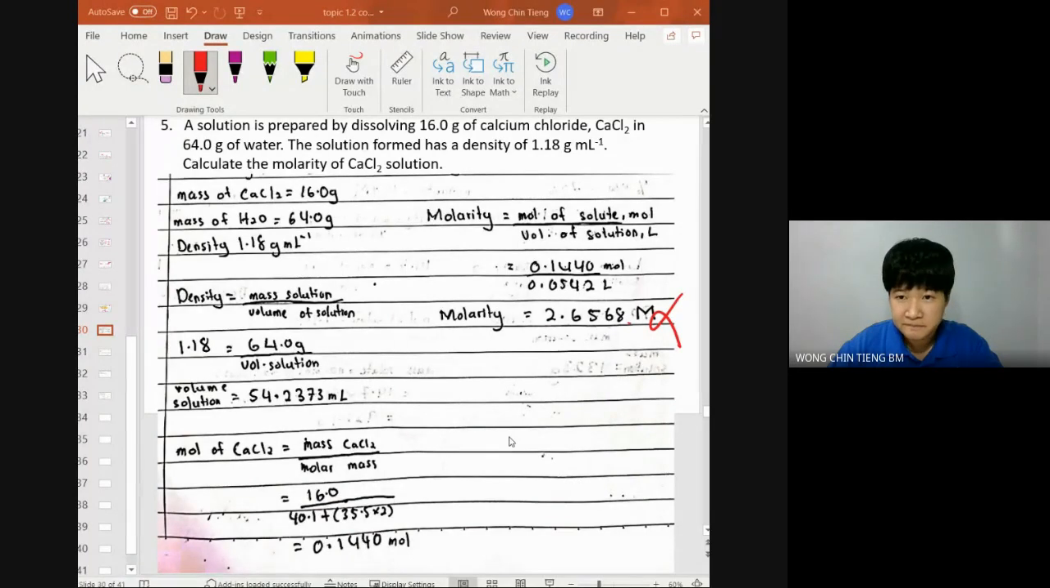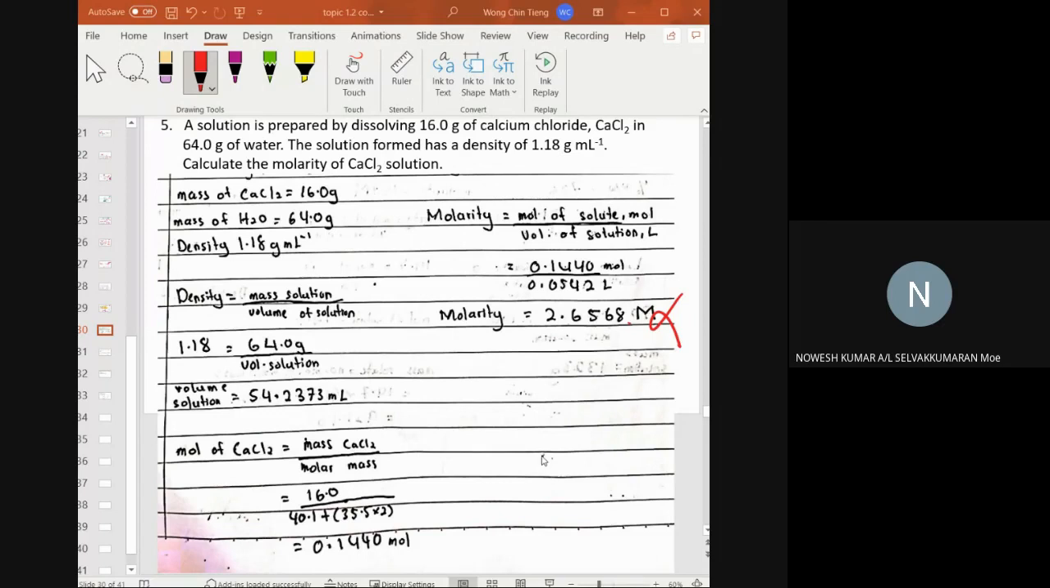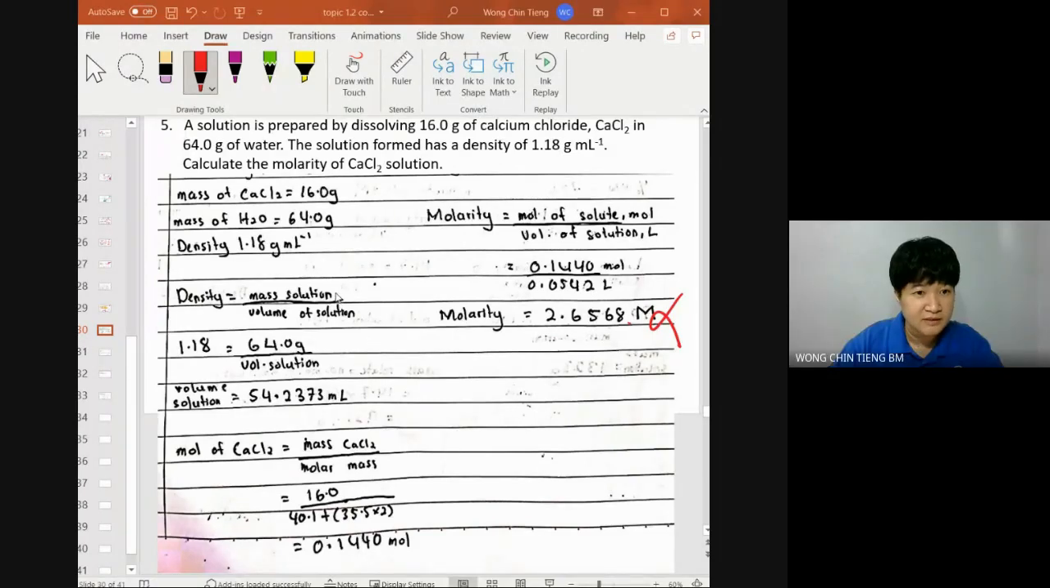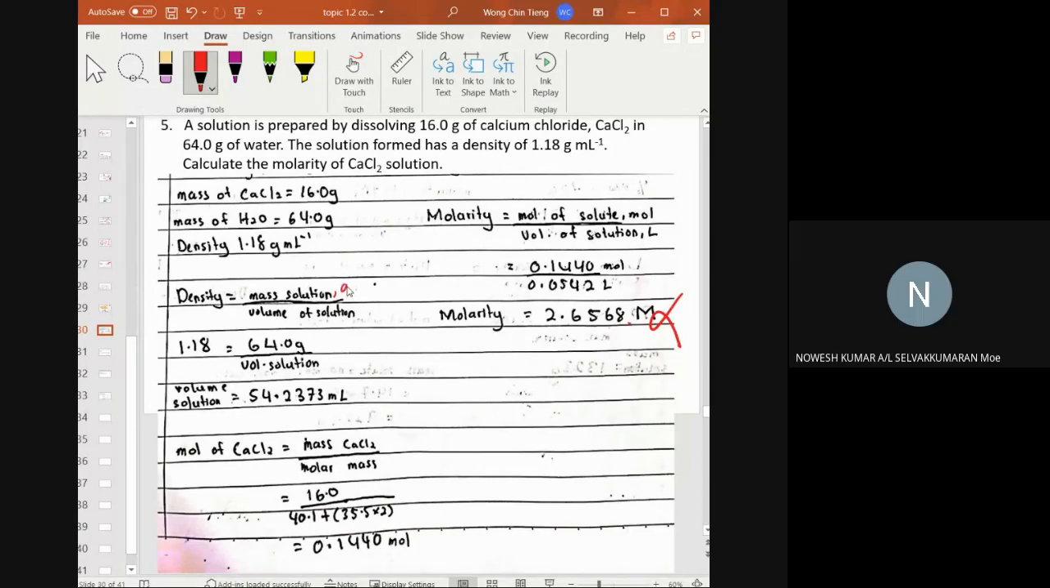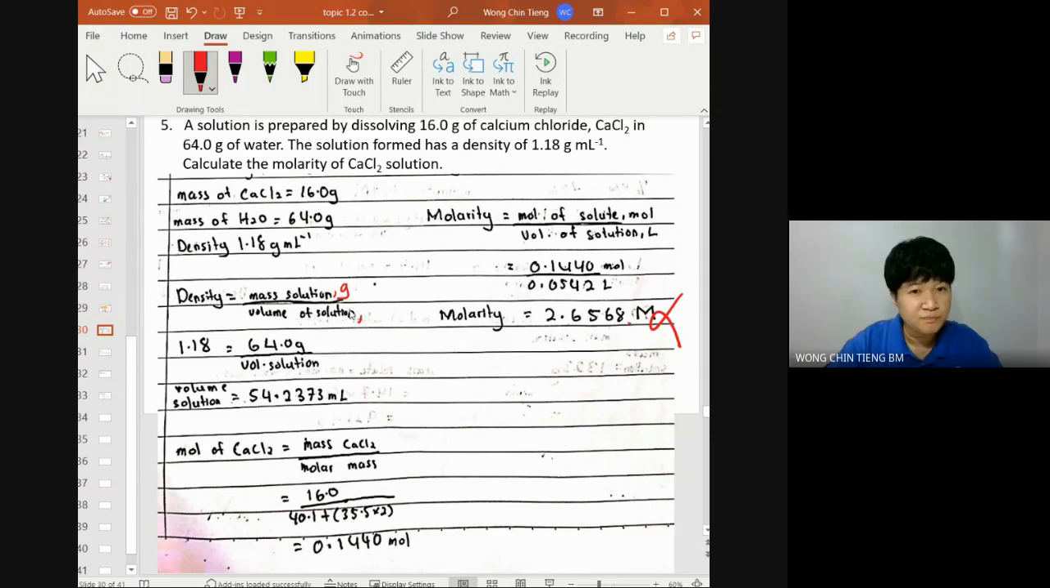What is missing? Unit for the density. Unit for the density of mass solution, Novesh? Gram. Volume? Liter. Nope. Look at the question. Wait, sir.